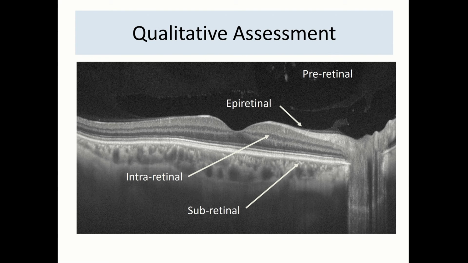So here is a qualitative assessment. The spaces where you want to look are the pre-retinal space in the vitreous, then the epiretinal space, then the intraretinal space where you've got all the fluid, and the subretinal space, especially in patients where you've got macular degeneration or in which you've got PCV.